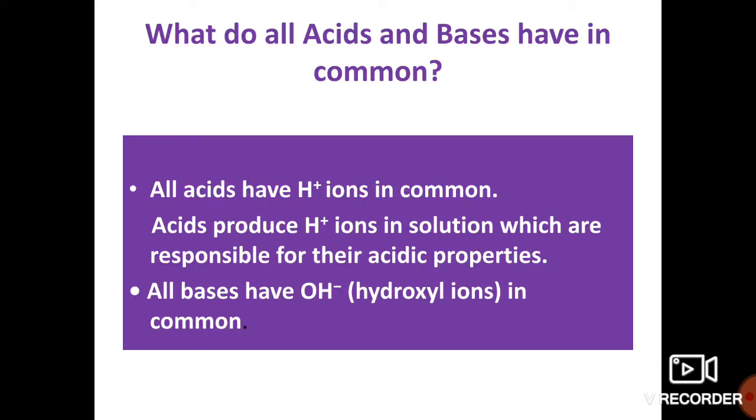Today we are going to discuss what all acids and bases have in common. As you know, all acids have H plus ions in common. Acids produce H plus ions or hydrogen ions in solution, which are responsible for their acidic properties. Like that, all bases have hydroxyl or OH minus ions in common.